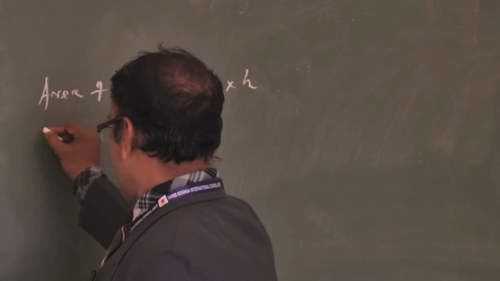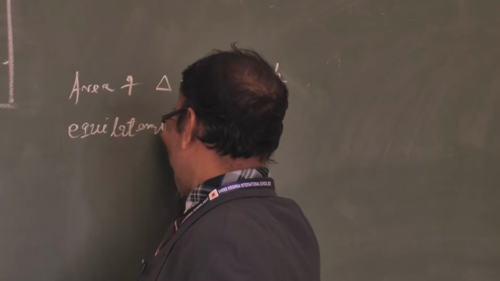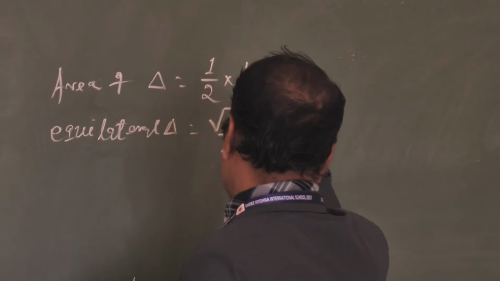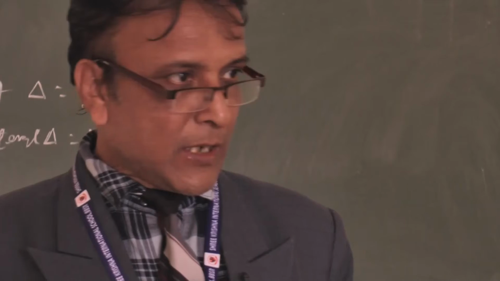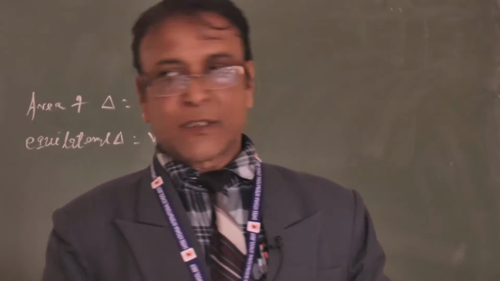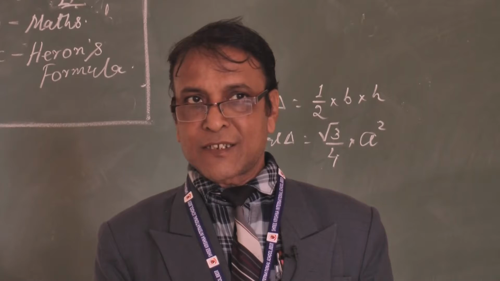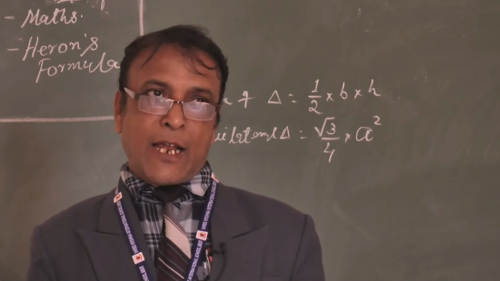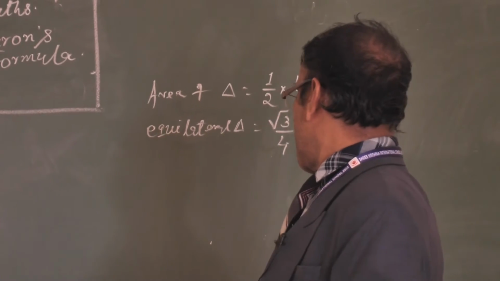And the area of an equilateral triangle is equal to root 3 by 4 into a square, where a means side. What are equilateral triangles? The triangles in which all three sides are equal are called equilateral triangles. And to find the area of an equilateral triangle, the formula is root 3 by 4 a square.